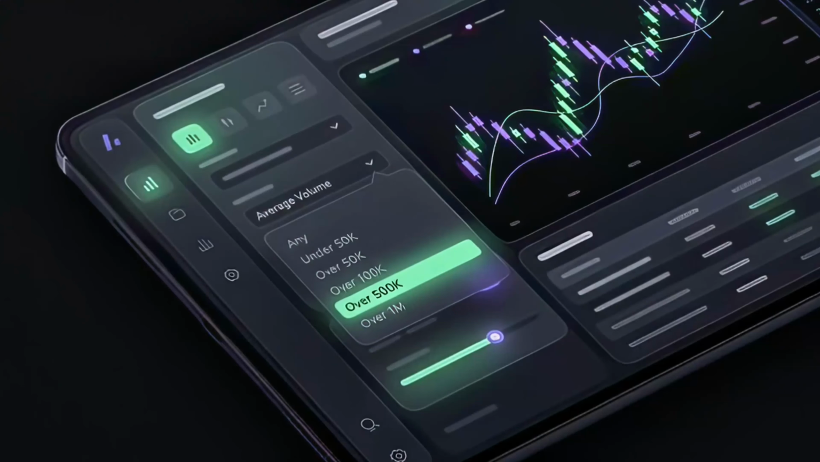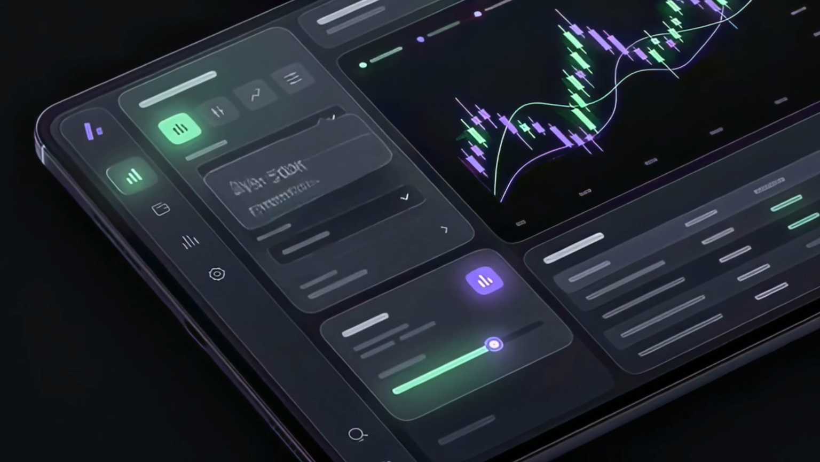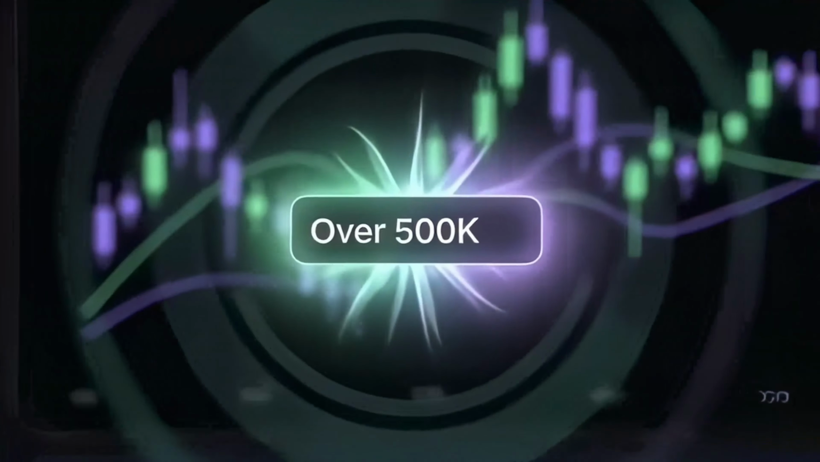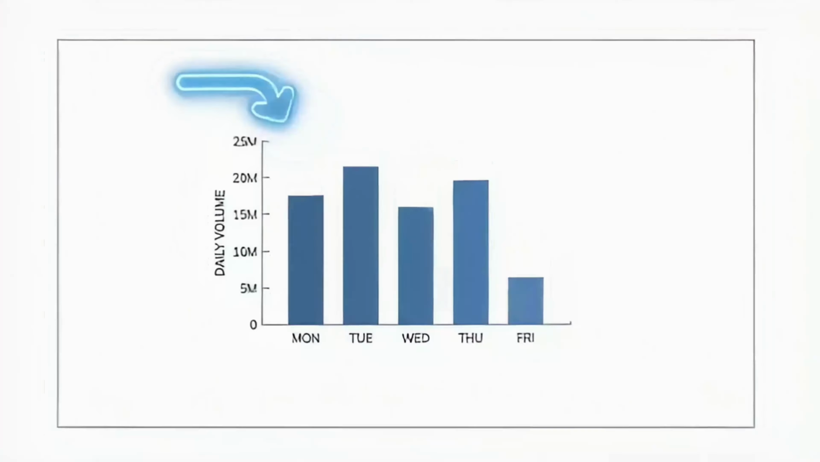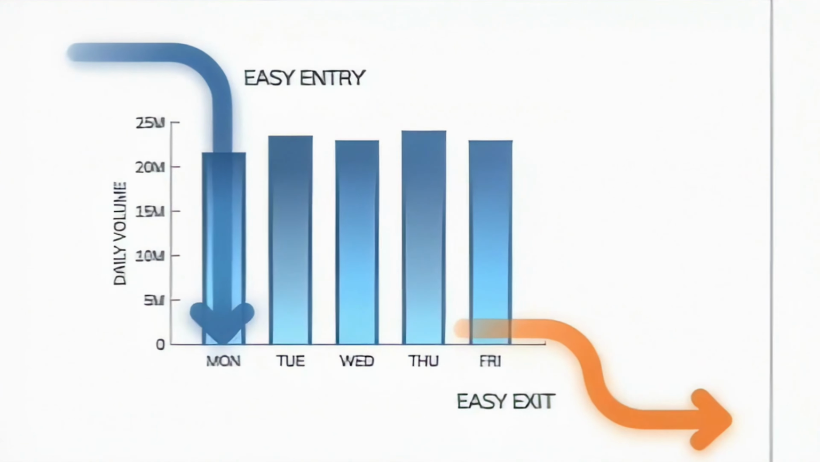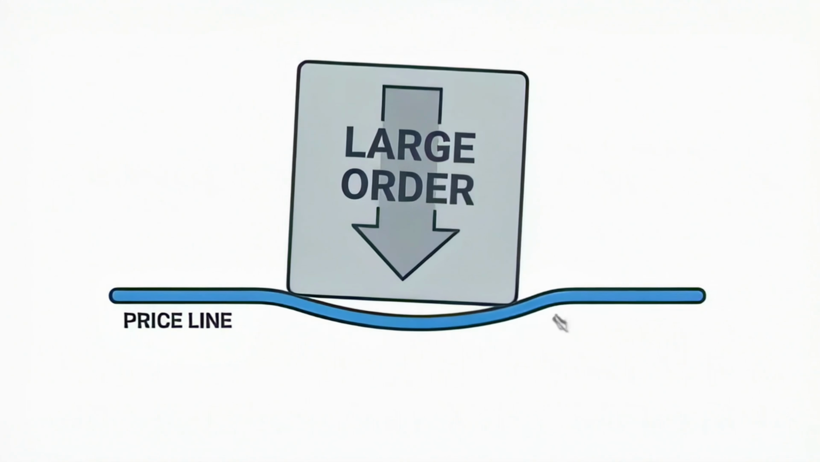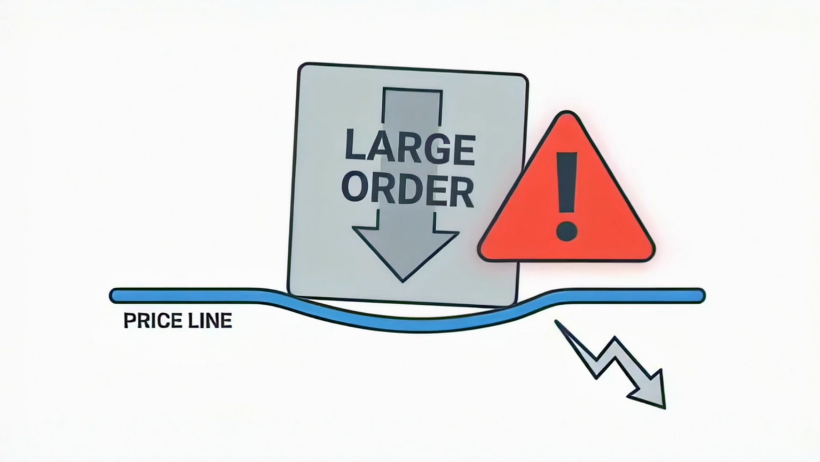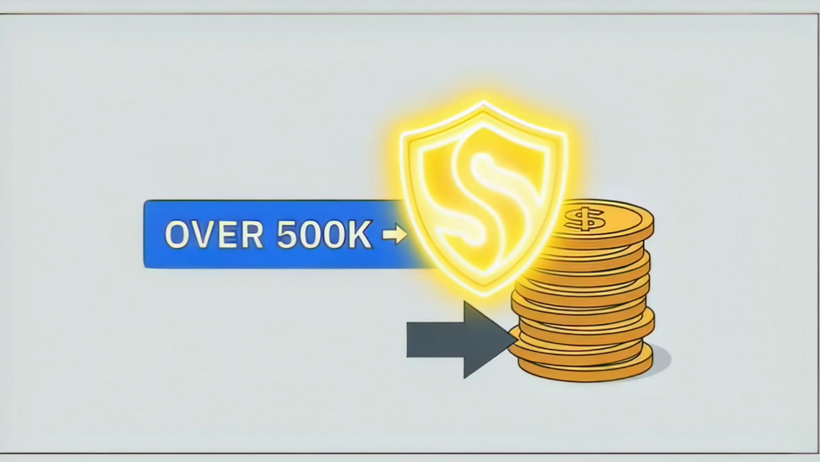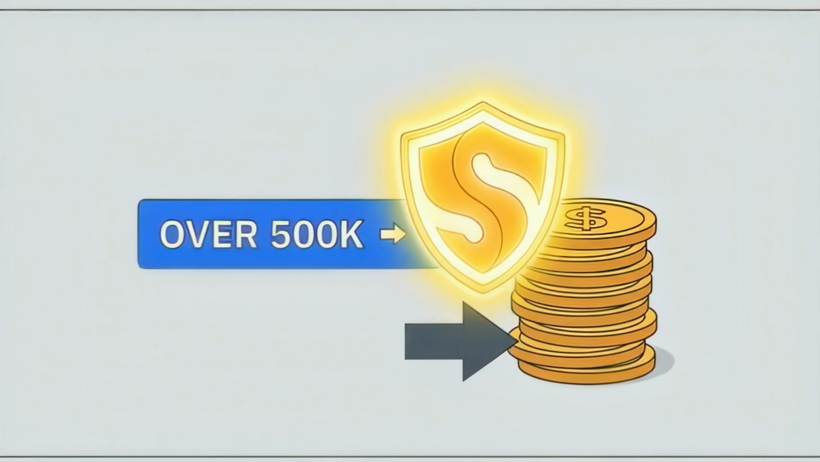Next, average volume. Set that to over 500,000. This is the single most underrated filter on the whole screener. Average volume tells you how many shares actually change hands on a normal day, and that determines whether you can get in and out at a fair price. Under 500,000 shares a day, your order starts to move the price against you, and getting out in a hurry becomes expensive. This one filter quietly protects your money more than any indicator will.